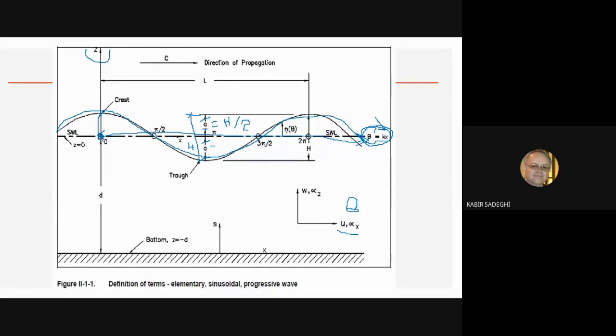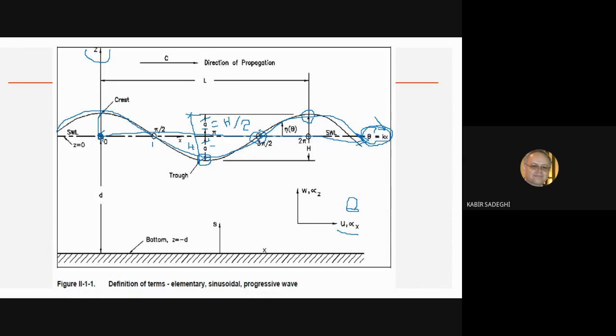At zero, we have the maximum profile height. At pi over 2, 90 degrees, zero. At 180 degrees, or pi, it is negative, minus A. And again, profile height zero. And again, plus A. These are the form of the profile of the wave when we use the Airy or first order or linear wave theory.